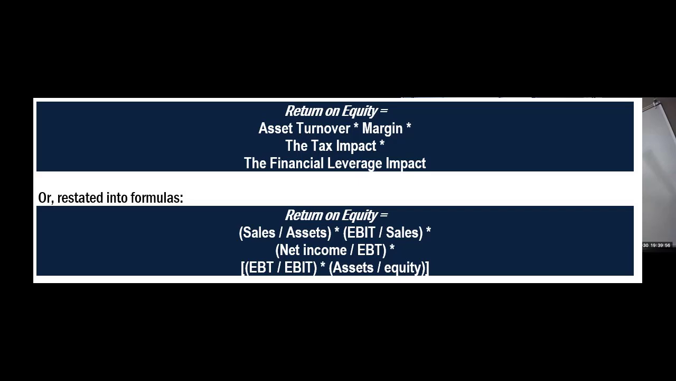Leverage has 2 pieces. You have the leverage itself, and then you have the interest impact. The leverage itself, we can look at assets. Oh, I did this backwards. Anybody going to correct me on this? What's this ratio? Revenues over assets. Wow. I did that on purpose so you're paying attention.